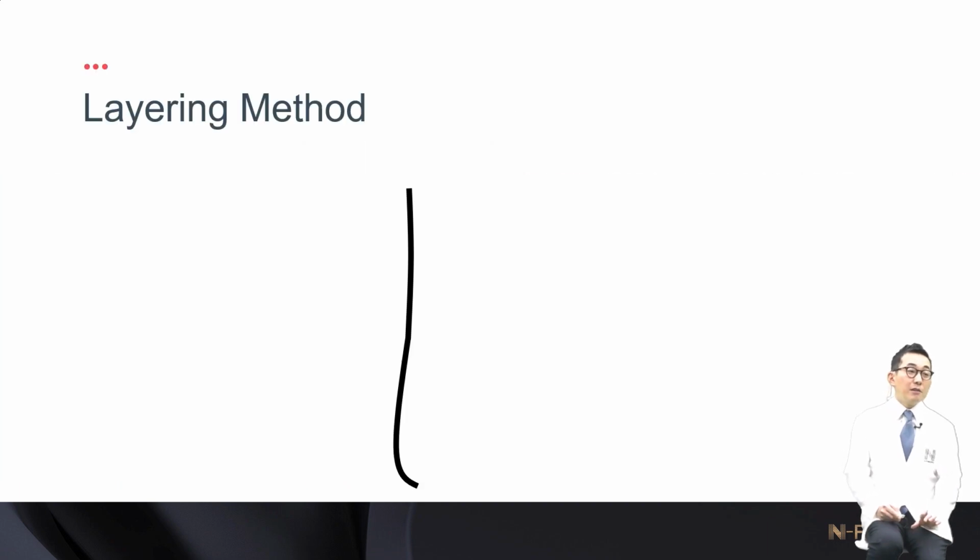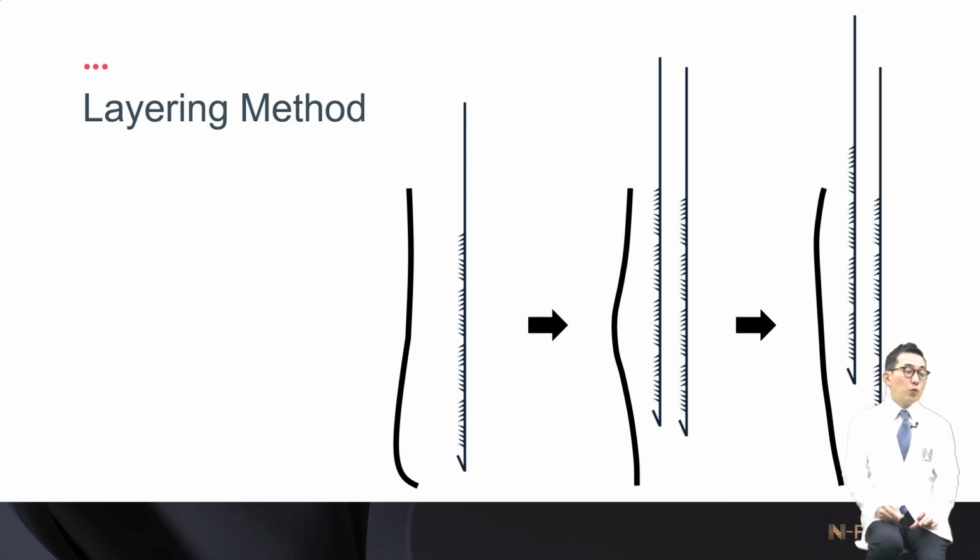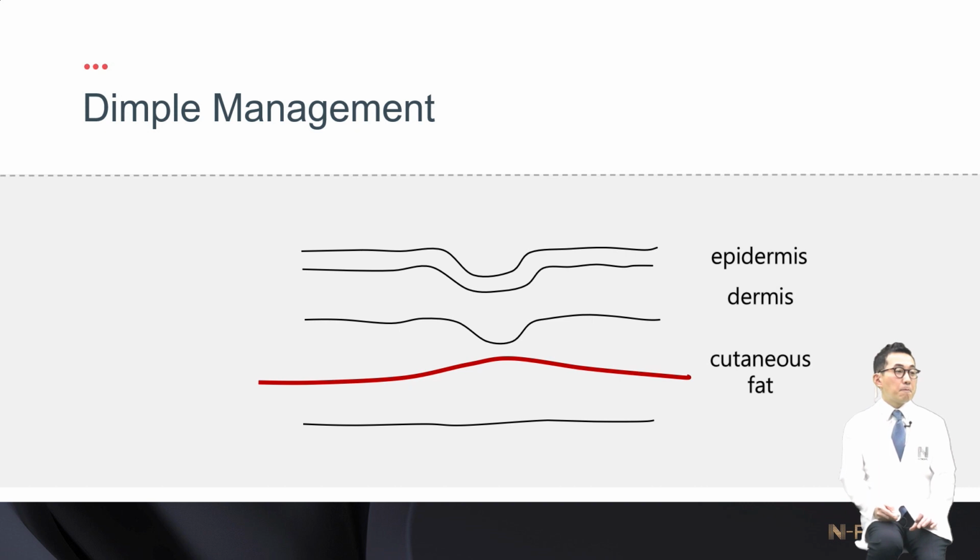Just like layering injection with fillers, you can do layering in thread lifting as well. First, put the thread deeply down to the lower area and lift up. And then put the thread from the upper area, shallower, and pull up the skin once more. That's a good way, I recommend.